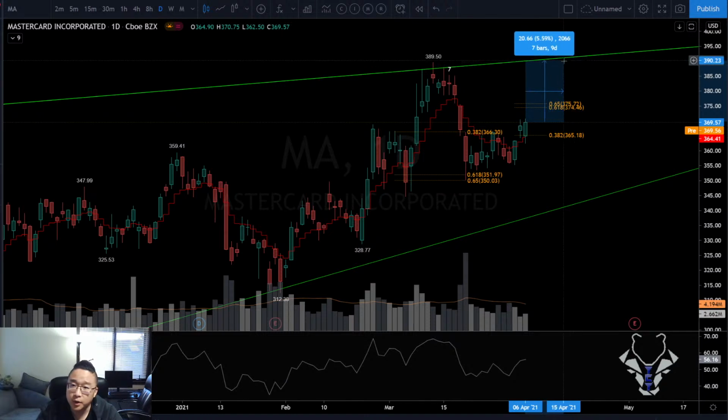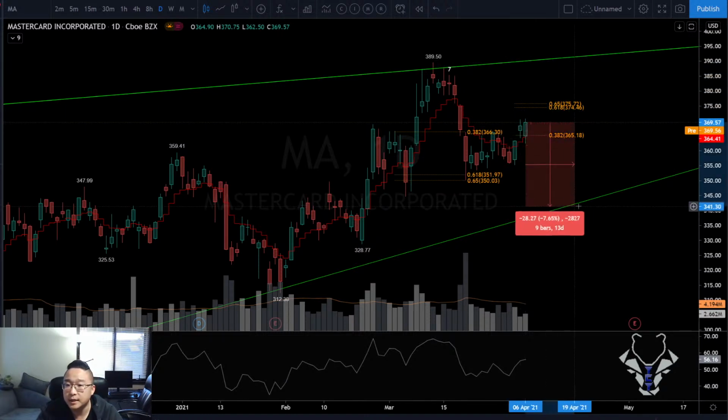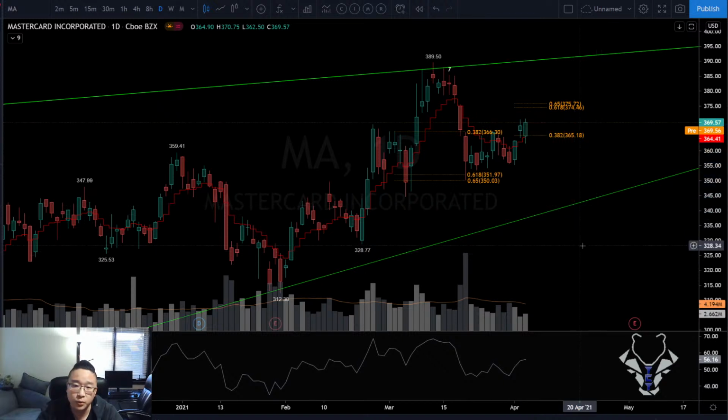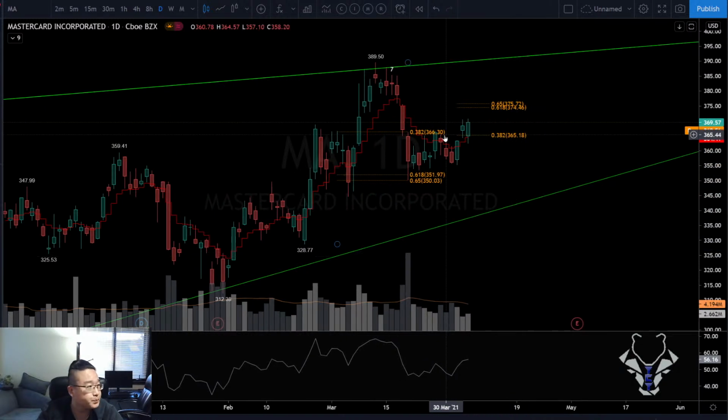Think about your risk to reward. Reward wise is about 6%. Your risk wise, it's about 7%. So risk to reward does not make sense right now. Let's watch for where the market is going.